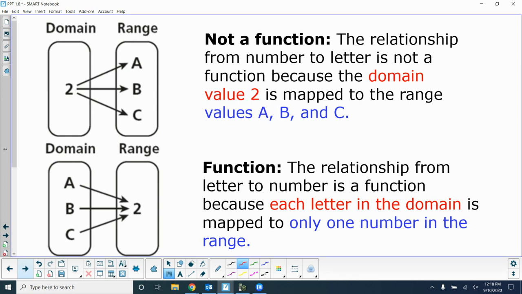So this x has how many different y's? Three, so that's not a function. These three x's have the same y, but each x has only one y, right? So that is a function. Okay? So this set of ordered pairs, A2, B2, C2, would be an example of a relation that is a function. 2A, 2B, 2C is a relation, but it's not a function. Okay?